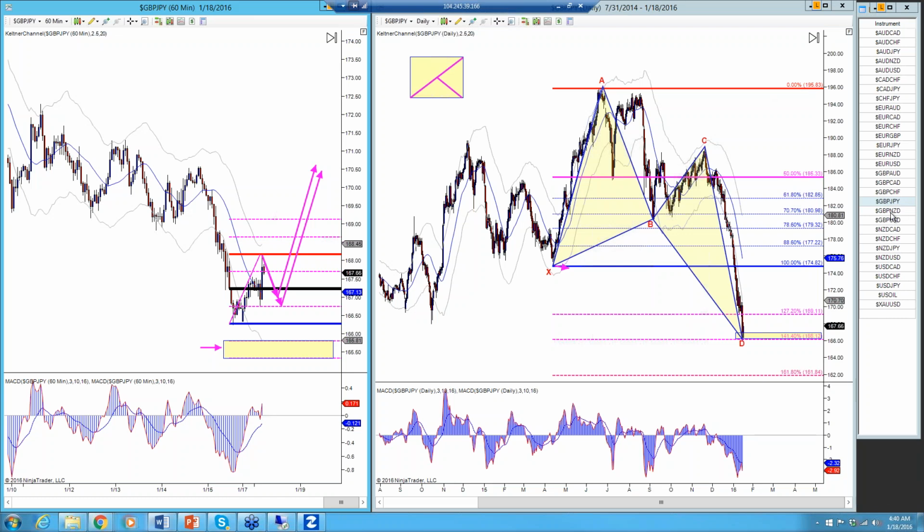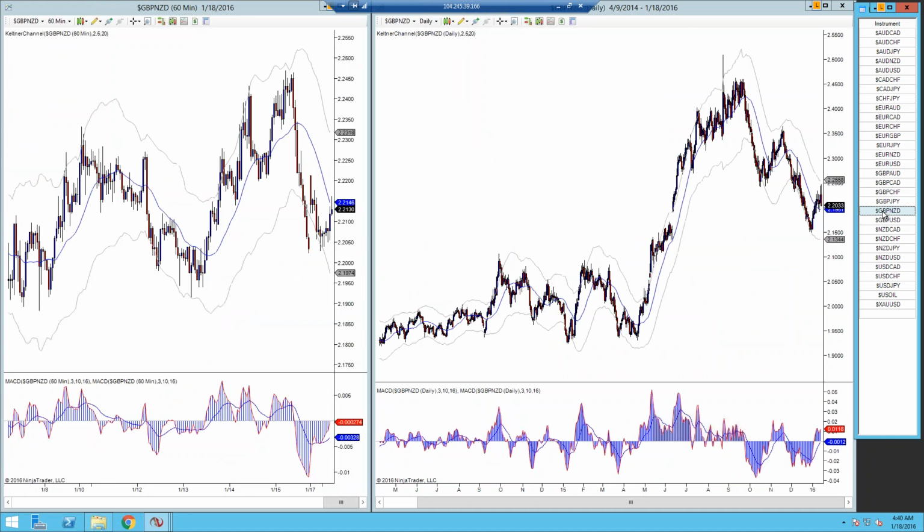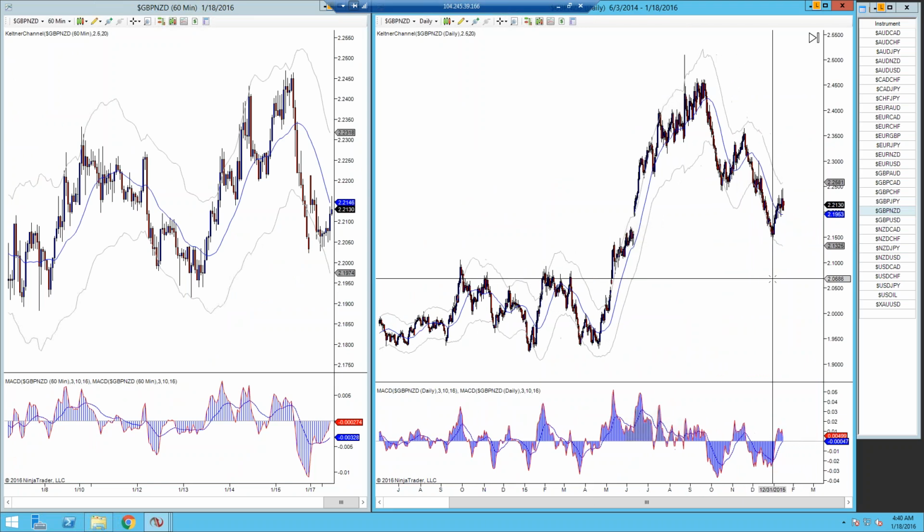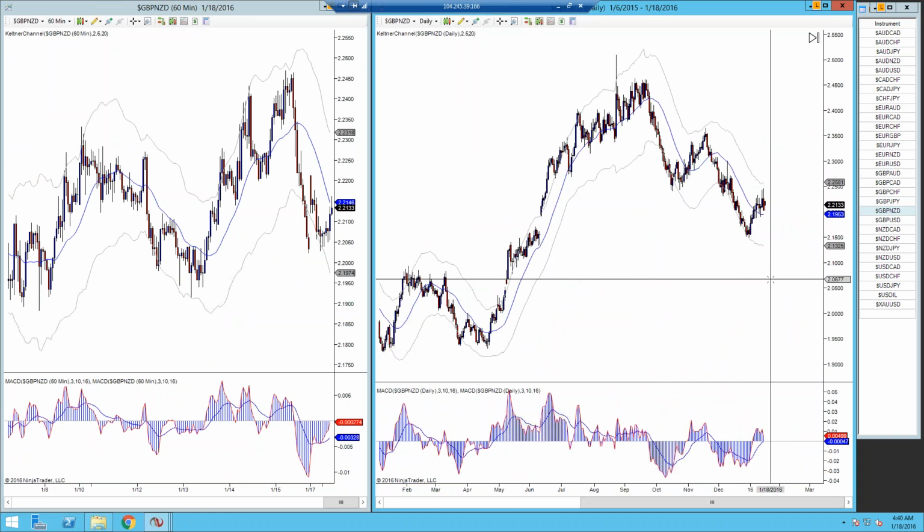All right. So, guys, you have the GBP JPY. Let's go to GBP NZD. We're going to do this every night, guys. Every night we're going to do this, okay? Every night, guys. Every night we're doing this, okay?